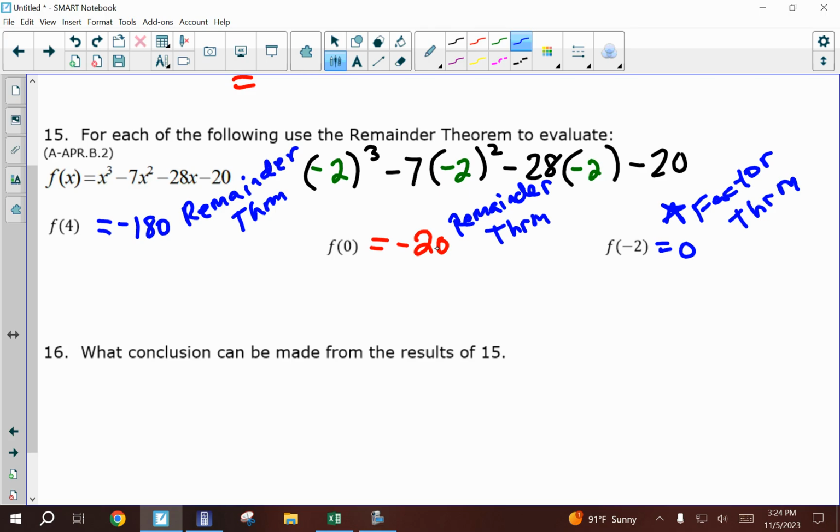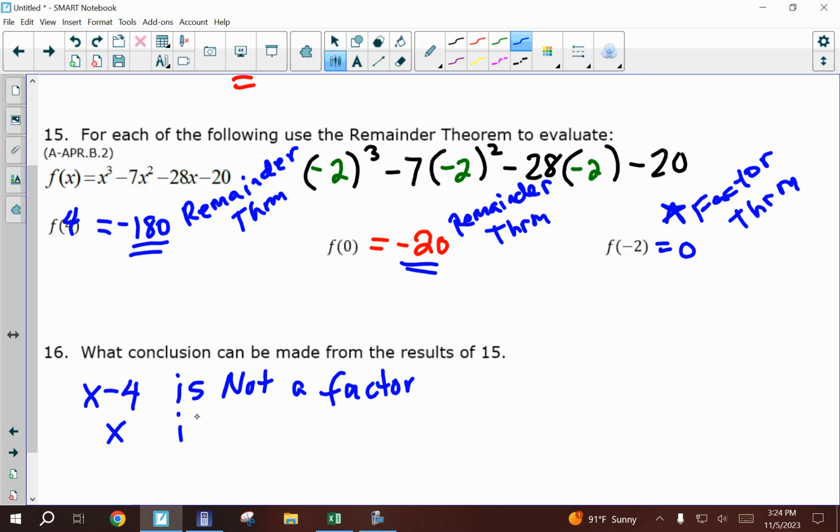So number 16 says, what conclusion can be made from the results of 15? Here's what we know. Since they tested 4, we know that that came from x minus 4. And since the answer is negative 180, we're going to say that it is not a factor. Same thing with this guy right here. If it's 0, that just means x, because I can't put the opposite of 0. And because the answer was negative 20, we're also going to say that it was not a factor.